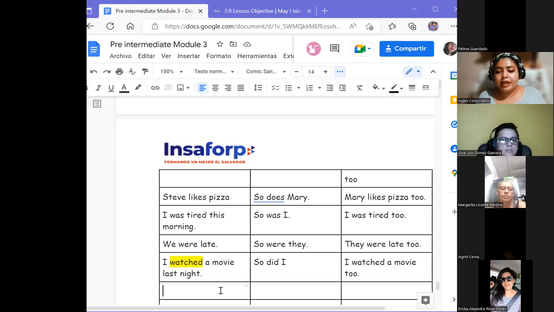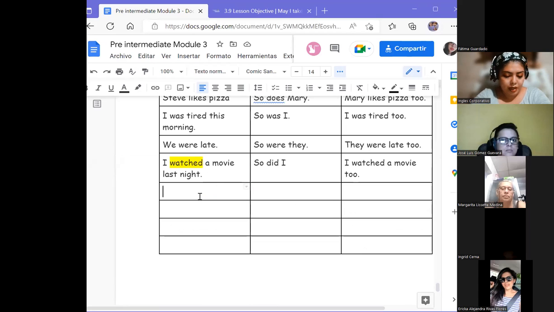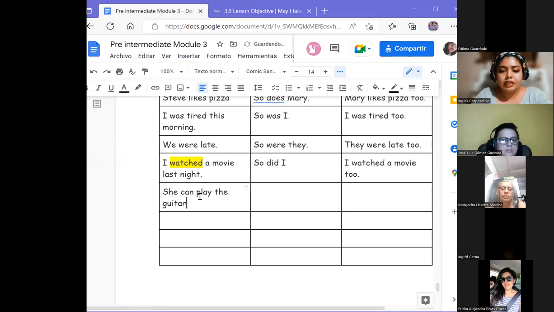We're going to end the examples in a couple of sentences, so we are going to finish this part. Then it says, she can play the guitar. In this case, we are using can. So in the answer, we are going to use can in that case. So can I. And in the long sentence, I can play too.